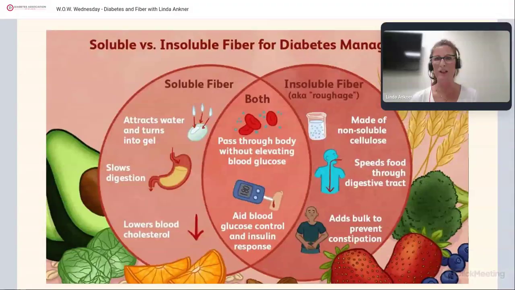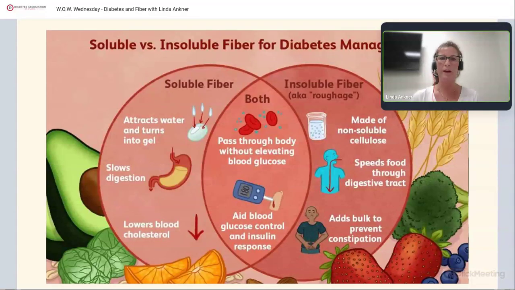So this is just a chart to show a little bit about how the different types of fiber work. You can see the soluble fiber attracts the water and turns it into a gel. This helps to slow digestion and to slow gastric emptying, which in turn helps to lower the blood sugar, because the longer it's taking the food to work through the stomach and be digested and metabolized, the slower the glucose is going to get into the bloodstream.